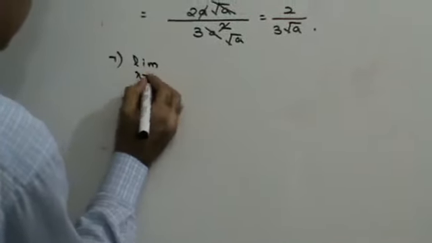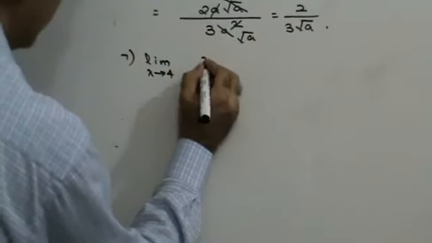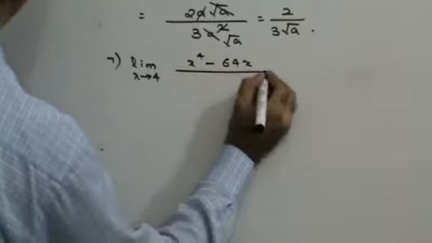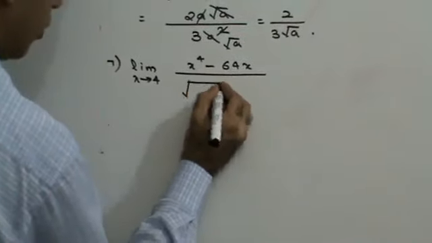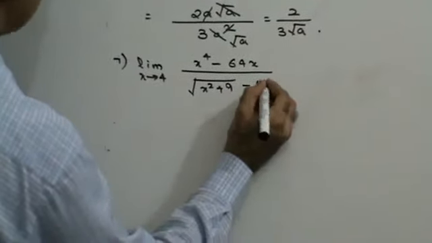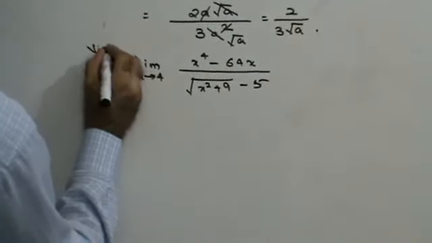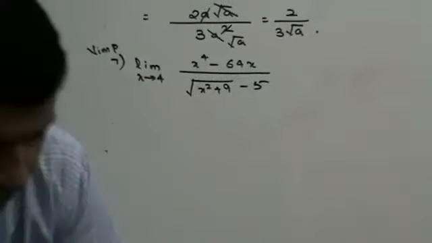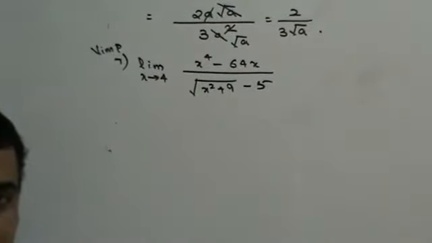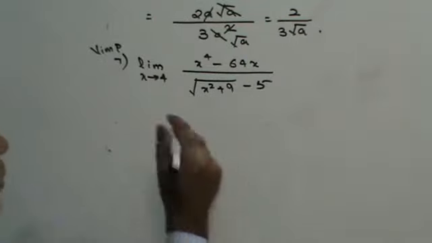Limit of x tends to 4, x raised to 4 minus 64x upon root of x square plus 9 minus 5. A rather important sum. Simple, easy sum. I have a square root sign in the denominator, so I need to rationalize the denominator.